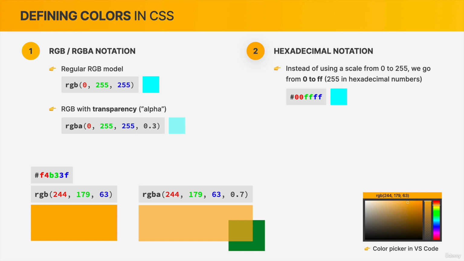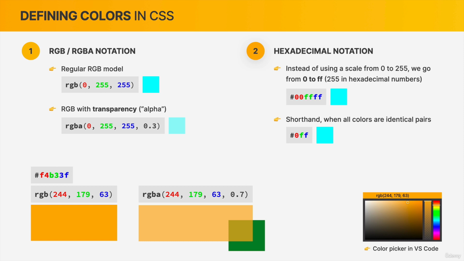And the same can, of course, be done with this orange example color that I have down here. So we can represent this using F4B33F. And again, this looks kind of random, and so we usually just copy this from the color picker in VS Code. Now, in hexadecimal notation, there's also something called the shorthand, which we can use when all the colors are identical pairs. So in our cyan color here, we have 2 zeros, 2 Fs, and again 2 Fs. And so we can abbreviate that into our shorthand, writing 0FF.